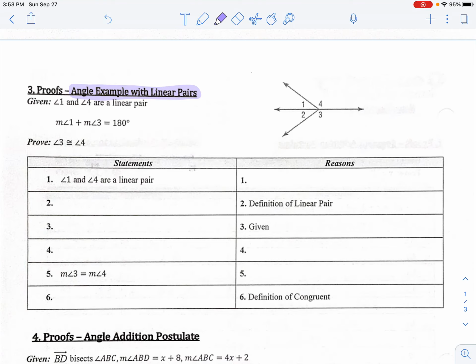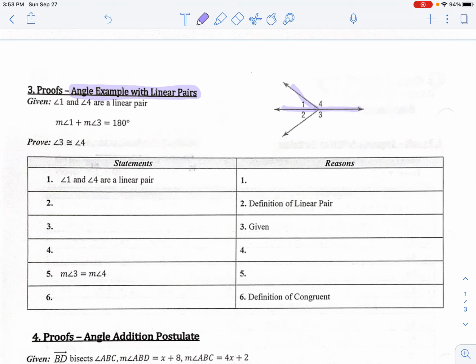All right, look at our picture here, angle 1 and angle 4. Yep, those are a linear pair. If you look at here, they make that straight line. Perfect. All right, and we're also given that angle 1 and angle 3 add up to 180. Our goal is to prove that angle 3 is congruent to angle 4. Cool, awesome. All right, let's dive in here.